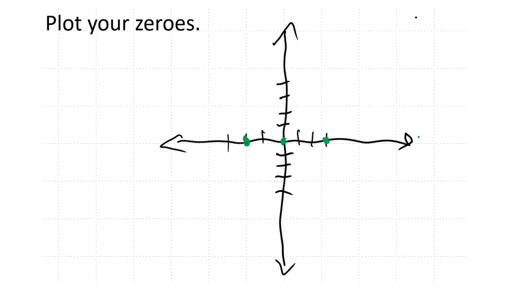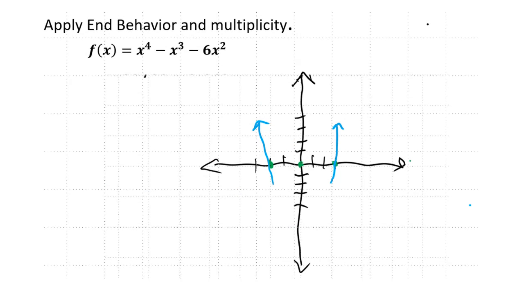So if we're to plot, again, also using our left-hand and right-hand behavior, we see that it's an even function. So we know that it's either going to rise on both sides or fall on both sides, but we know that it's going to rise on both sides because the leading coefficient is a positive number. So the graph is going to go up on the left and up on the right. And we use our intercepts.